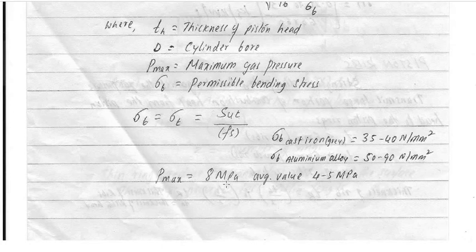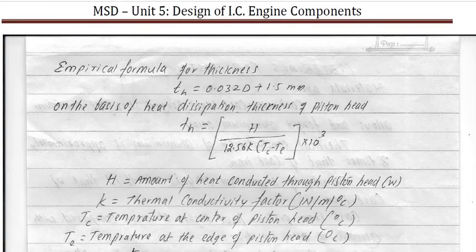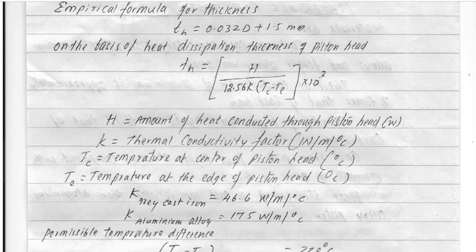P max is 8 megapascal. The average value is 4 to 5 megapascal. So these are the assumptions we need to consider while solving the problems. Then the empirical formula for the thickness is TH equals 0.032D plus 1.5. On the basis of heat dissipation, the thickness of the piston head TH is equal to H upon 12.56 K into (Tc minus T) into 10 raised to 3. So here is another formula, on the basis of heat dissipation.